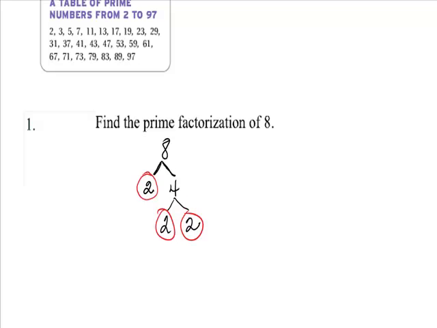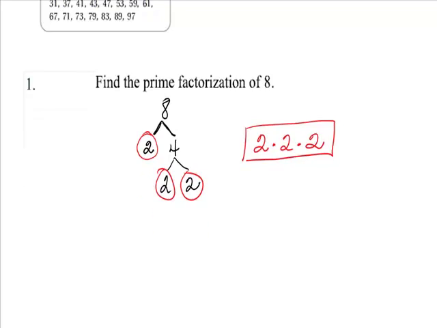The prime factorization, and let me show you how MyMathLab will want it written. It will want 2 times 2 times 2. That is the prime factorization. It is the only way to multiply prime numbers together to get the number 8. All right. Let's look at our next one.